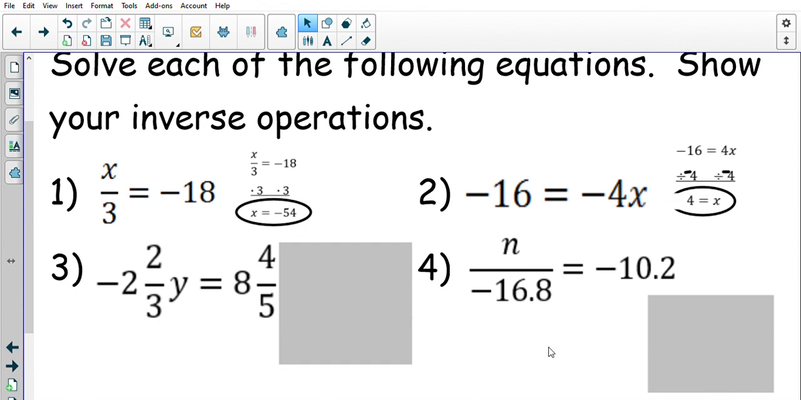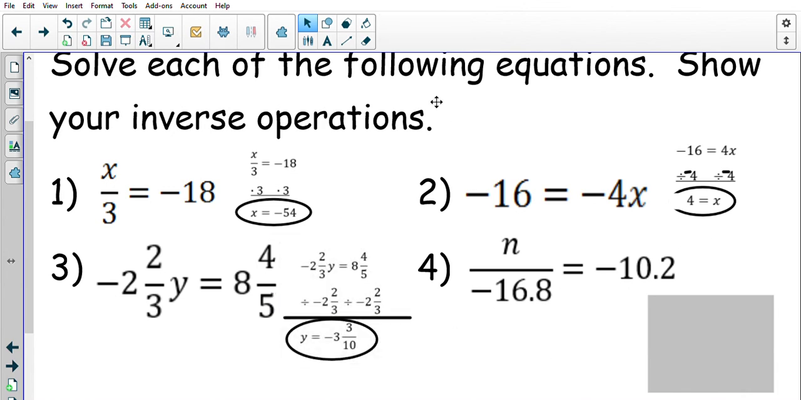All right, let's take a look here at number 3. So we're multiplying y by -2 2/3. The inverse of that is to divide both sides by -2 2/3. So in your calculators, you're going to take 8 4/5, and you're going to divide it by -2 2/3. And that should get us a solution of 3 3/10, but it will be negative since we had a positive divided by a negative.